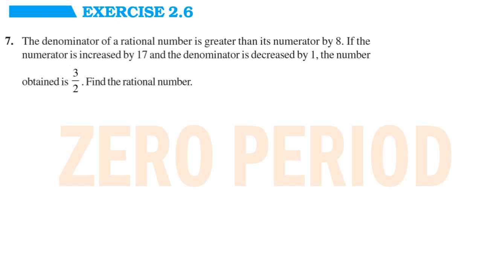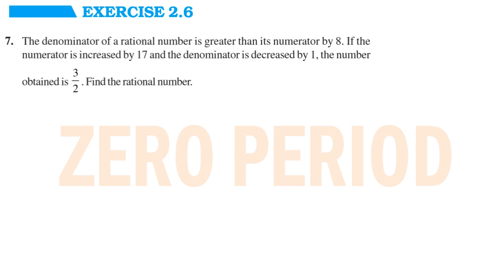Now 2.6, last question, question number 7. This question is all about the fractions. The denominator of rational number is greater than its numerator by 8. One condition is given between numerator and denominator. If the numerator is increased by 17 and the denominator is decreased by 1, both conditions are given, numerator increased by 17 and denominator decreased by 1. The number obtained is 3 by 2. Find that rational number.